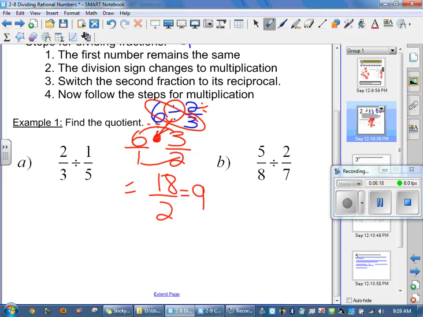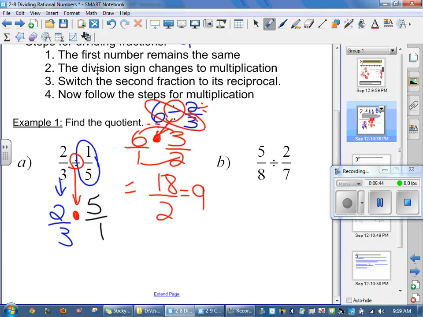Alright, let's take a look at A and B here. Let's try A and B together. So A, which number is going to flip upside down? The 2 and 3 or the 1 and 5? The 1 and the 5. Good. It's the number after the divide sign. They flip upside down. The first one stays the same, 2 over 3. The other guy flips, becomes a 5 over 1. And now my divide sign comes down and changes to a times sign. Okay, so now I'm multiplying.